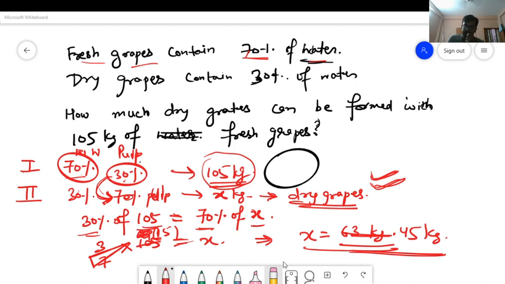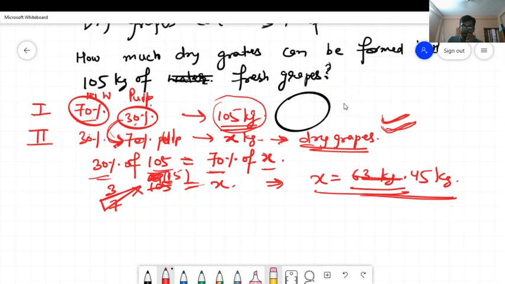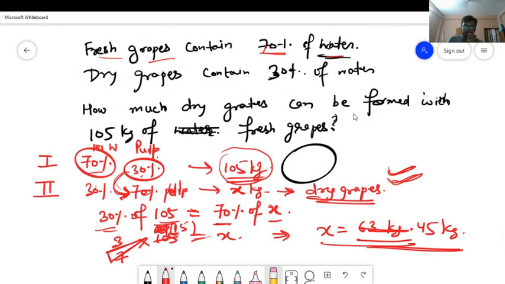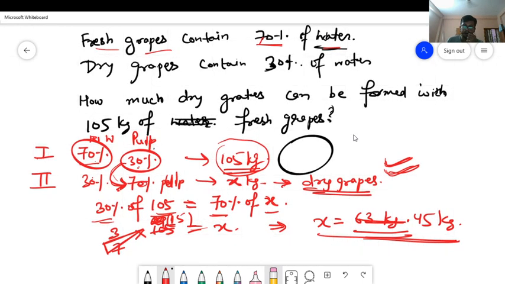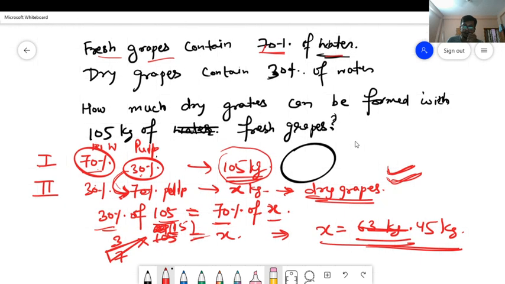Okay, so this question comes in exam. We will take the second method now. Yes, equate pulp with pulp, because pulp does not evaporate. Okay. Now we had done that 30% of water was present. Okay. Dry grapes.